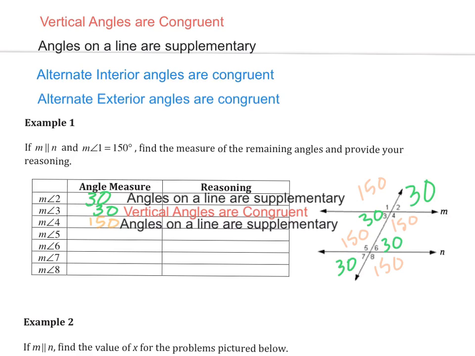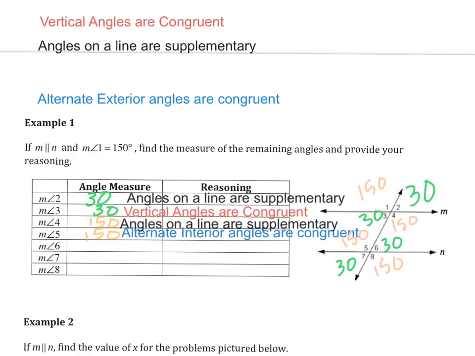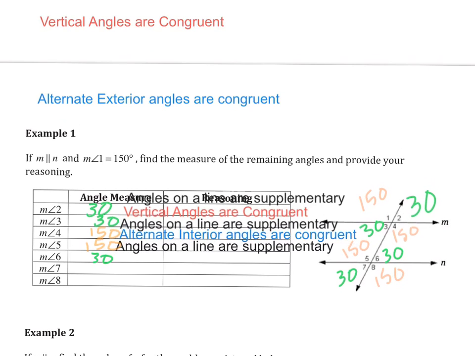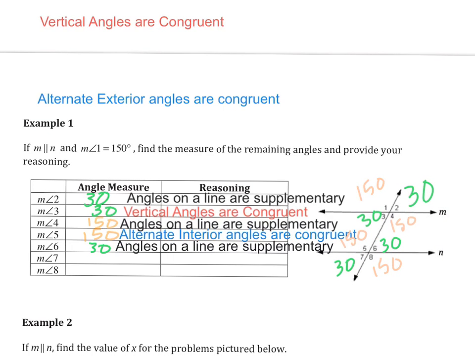Now to jump down to number 5, we already know that number 5 is in fact 150, and the reason for that is alternate interior angles are congruent. So think about that for a second. The relationship between 4 and 5 is that alternate interior angles are congruent. Number 6 being 30 degrees, I'm still going to use angles on a line are supplementary. And then number 7 being 30 degrees, I'm going to use vertical angles are congruent.